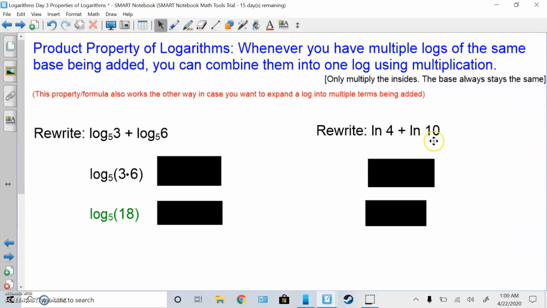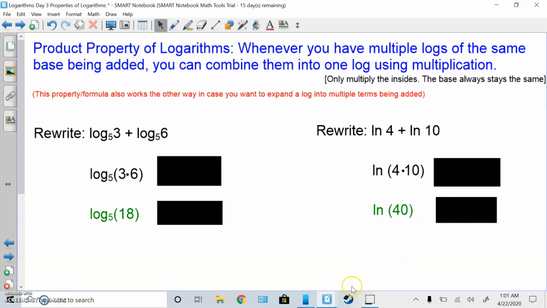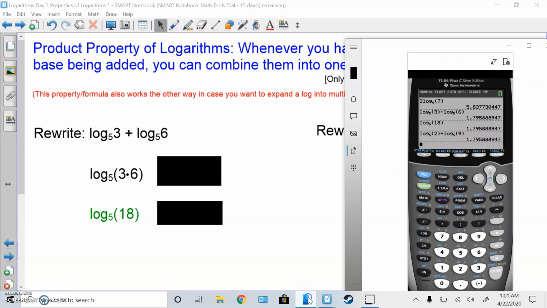ln of 4 plus ln of 10, they're both the same log base e. So I can make a single logarithm, single ln, and I just multiply the insides. 4 times 10 to get the final answer, 40. ln of 40. So ln of 4 plus ln of 10 gets me this decimal. If I do ln of 40, it should be the exact same decimal. Alright, so basically we're learning to combine like terms in a sense.